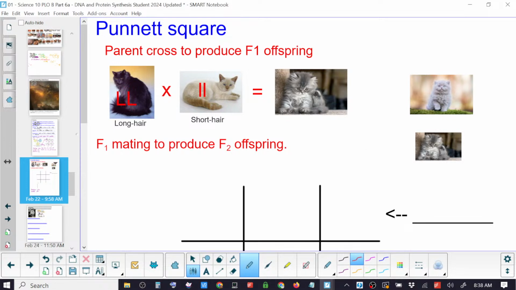Just to start us off, what's the genotype of this little kitten? Uppercase L, uppercase L, lowercase l. I'm going to write it like that so we don't get confused with the number 11. Is it long hair or short hair? Long hair. And then two lowercase. Like that. Okay, fill in the Punnett square, and then give the ratios below.